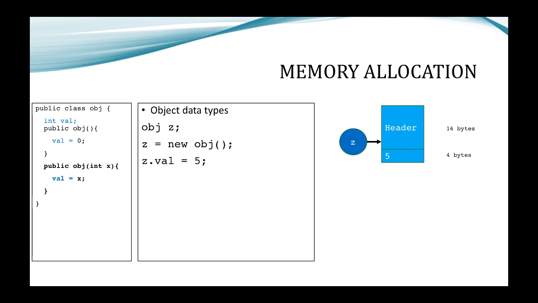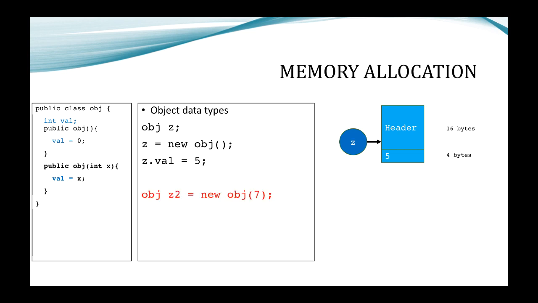Okay, let's look at another simple example. Here I'm extending the class by writing another overloaded constructor function. So public obj, which is taking a single parameter integer x. We're simply initializing the value of val to this new parameter value x. So in the middle of the screen, the code that we're looking at is still the same code that we've seen in the previous example.